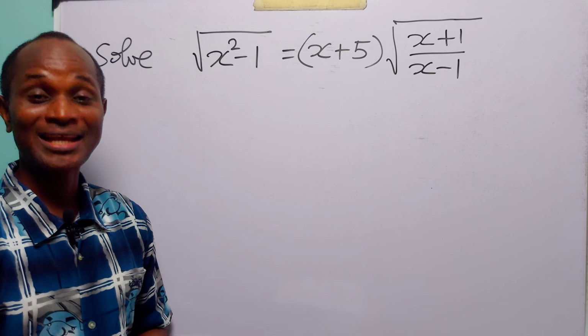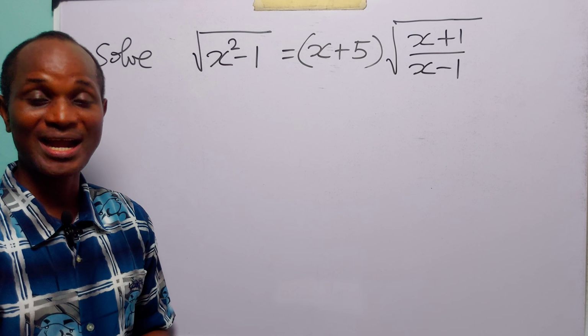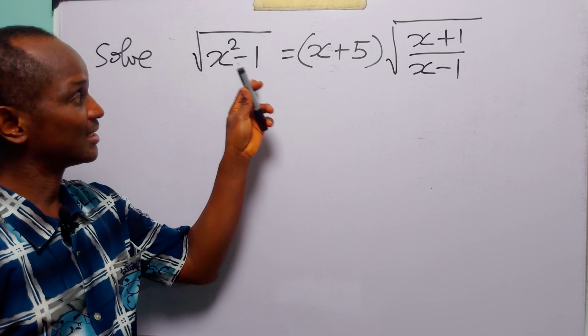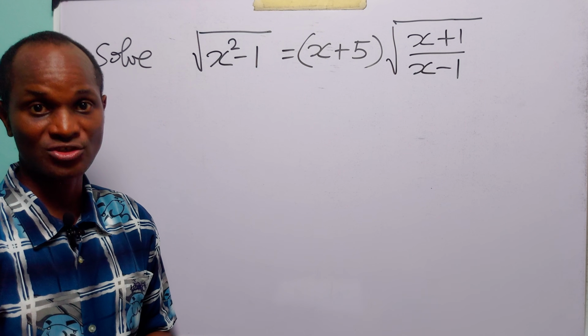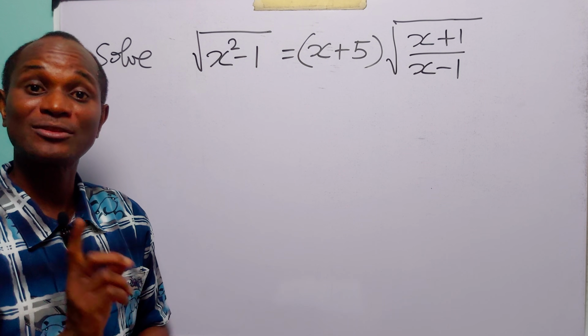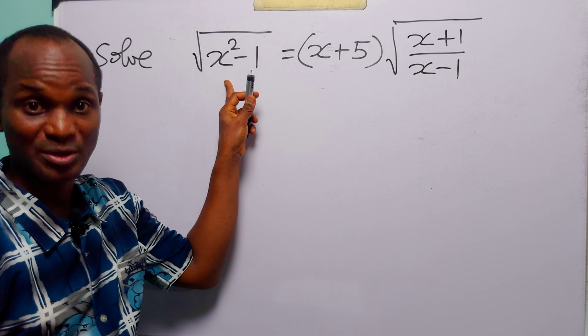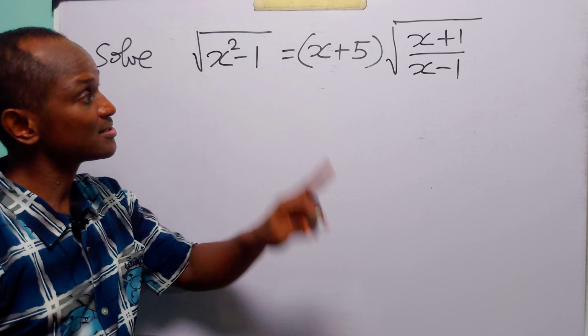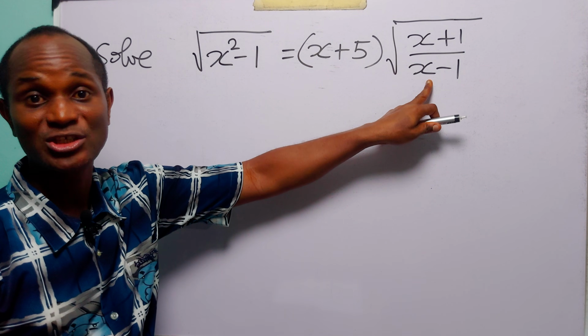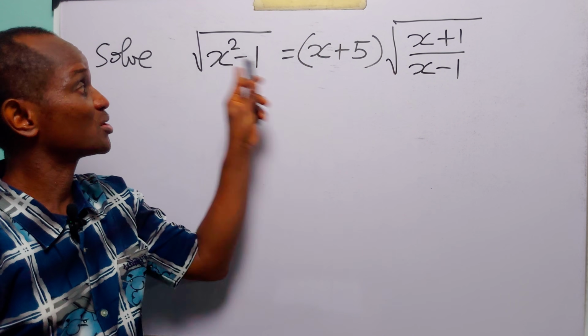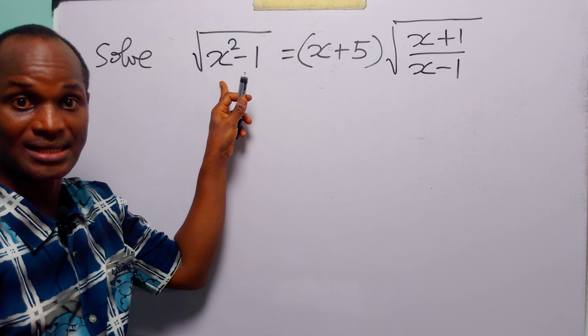Hello and welcome. In this math tutorial, our task is to find the real values of x that satisfy this radical equation. Now, to solve this problem, let us remember that these two square roots must always be positive. And notice also that the domain restrictions that satisfy this must also satisfy that.